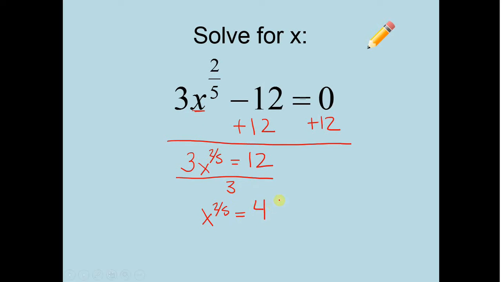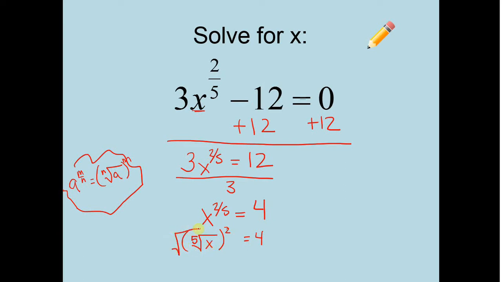Now, you're saying, Miss Marsh, how do you take care of a 2/5? Let me show you. This is a little side note off to the side here. Do you remember when we did a to the m over n and we made that the nth root of a to the m? We're going to do that. So this is going to become the fifth root of x squared. Notice how the numerator became the power, the denominator became the little index. So now we need to break this down. First you got to take care of that squared. So the opposite of squared, that is square root.